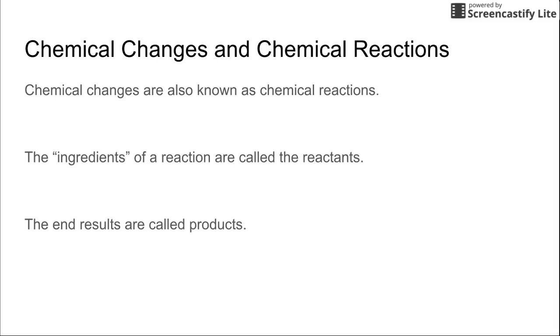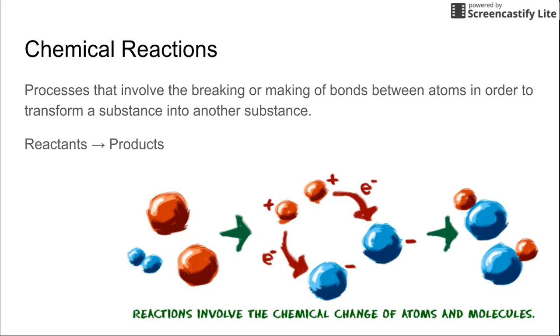Chemical changes are also known as chemical reactions. The ingredients of a reaction are called the reactants, and the end results are called the products. Chemical reactions are processes that involve the breaking or making of bonds between atoms in order to transform a substance into another substance. So you have reactants leading to products.